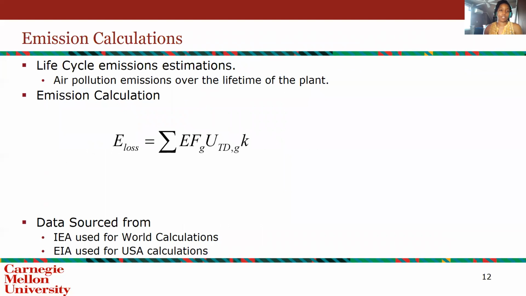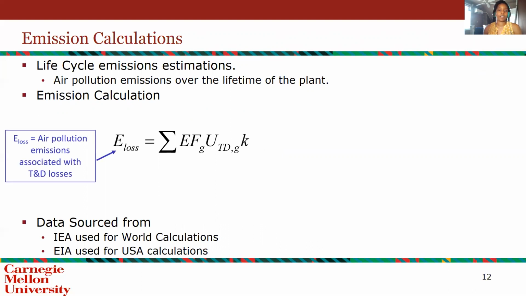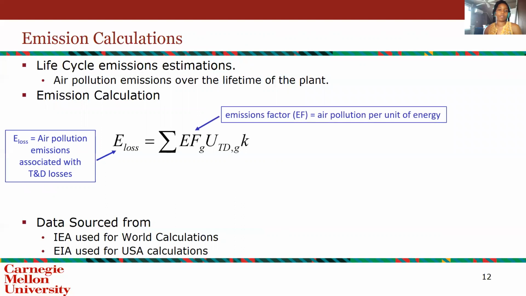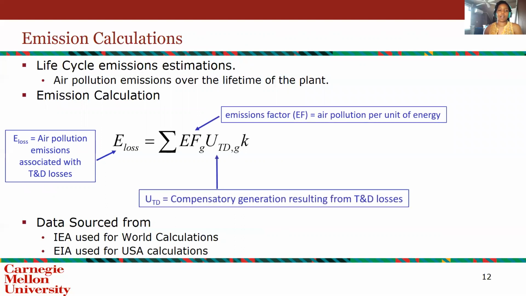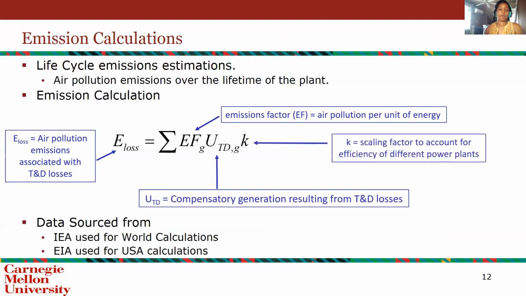Our emissions calculation is based on life cycle emissions estimations. So life cycle emissions estimations are air pollutant emissions over the lifetime of the power plant. Our emissions calculation, or the E loss, which is equal to the air pollution emissions associated with T&D losses, is equal to the sum of our emissions factor, so the air pollution per unit of energy, times the compensatory generation resulting from T&D losses, multiplied by K, which is the scaling factor.